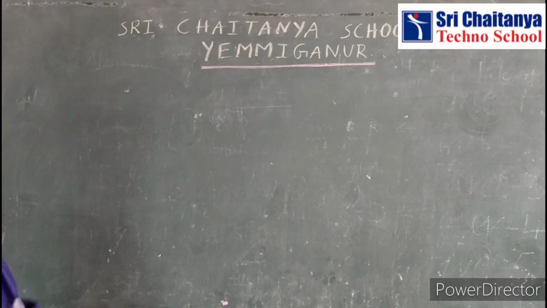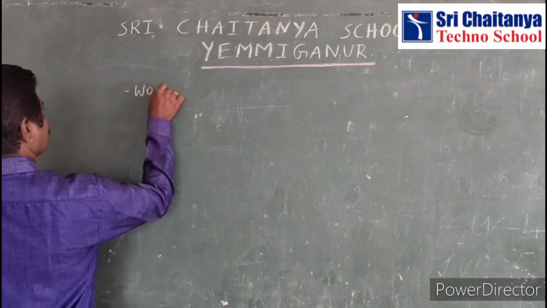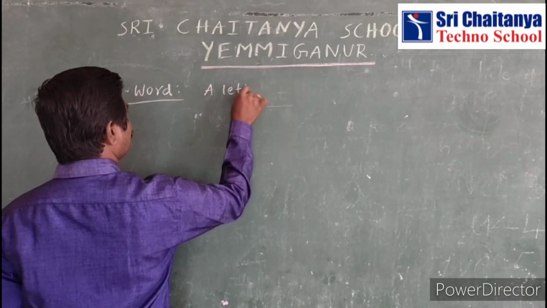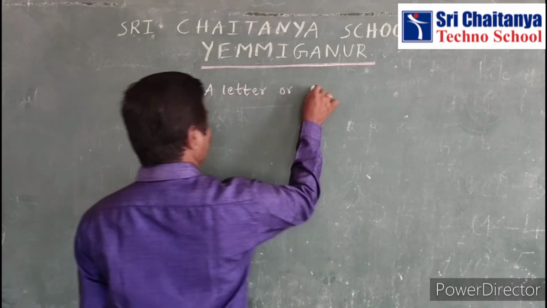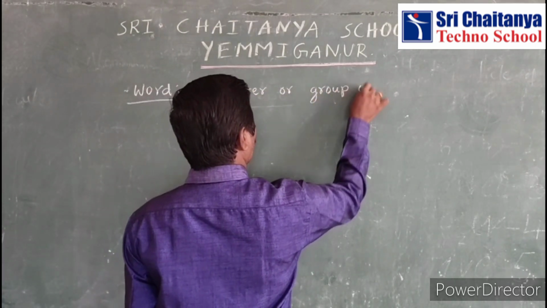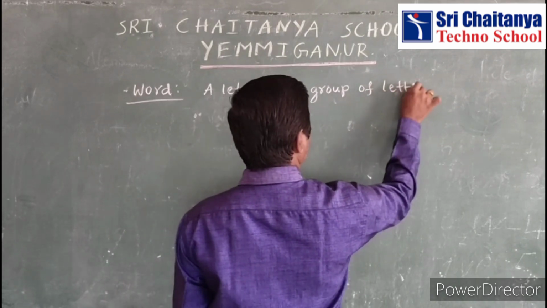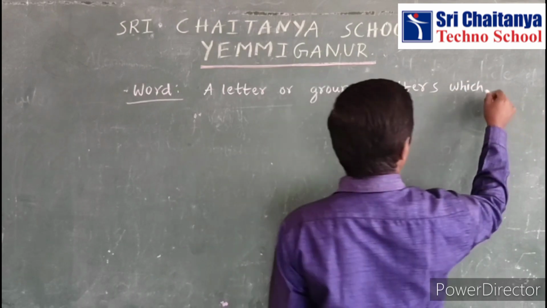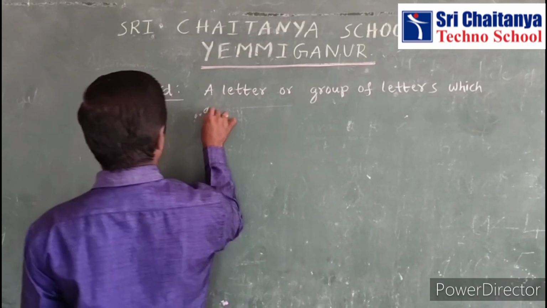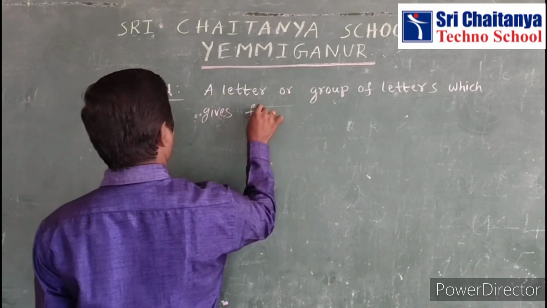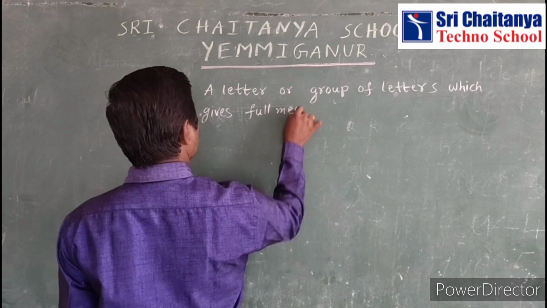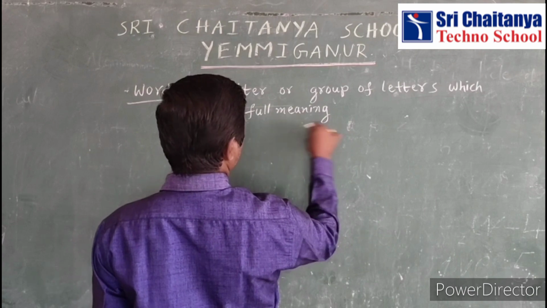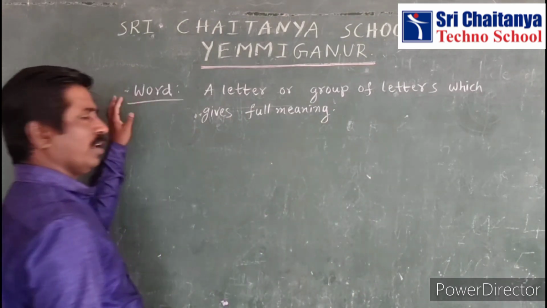Word means, in English, a letter or a group of letters which gives full meaning. What is it called? A word.